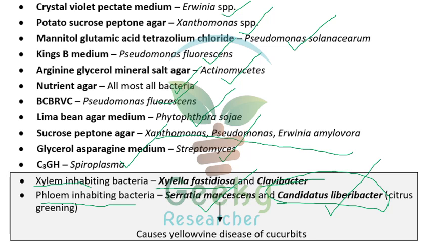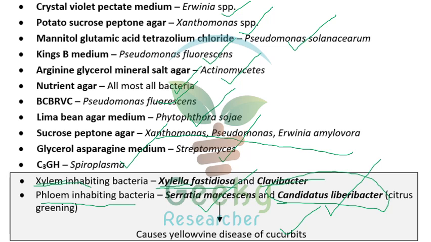So sometimes the questions will be like, which of the following bacteria is a xylem inhabiting bacterium? Options may be like Xylella fastidiosa, Clavibacter, or maybe Serratia, some other bacteria. But Xylella fastidiosa is strictly xylem inhabiting. You can see here Xylella, xylem. Okay, we can remember it like that.